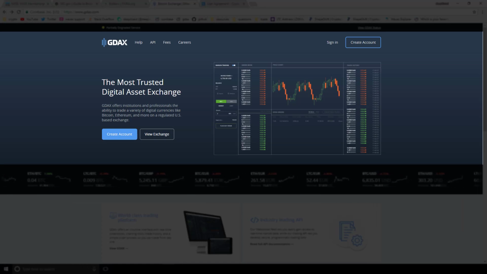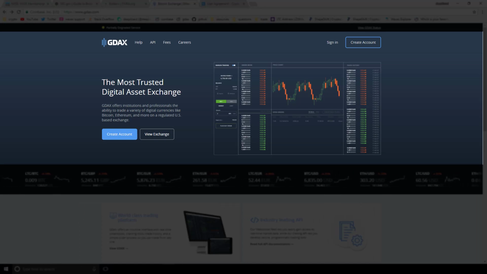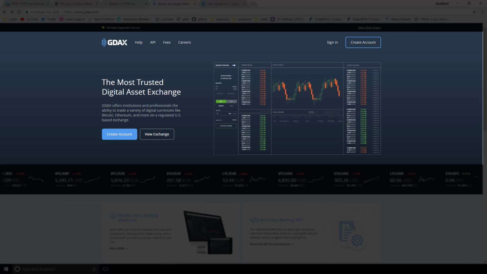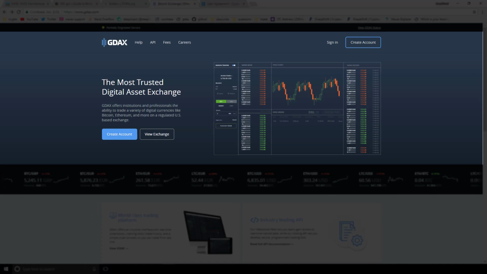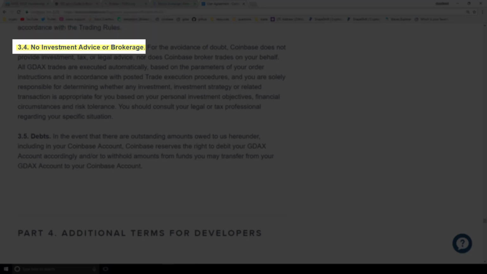This was not the case with the NYSE. We saw that in order to create an account or get a membership with the New York Stock Exchange, you had to have a broker-dealer license. Now, looking here on the GDAX Coinbase user agreement in section 3.4, we can see that GDAX is not a broker. They specifically tell us in the user agreement they are not a broker. No investment advice or brokerage, section 3.4.